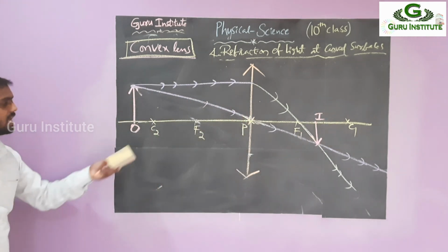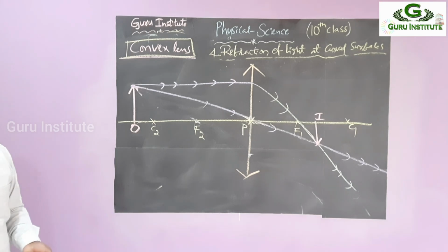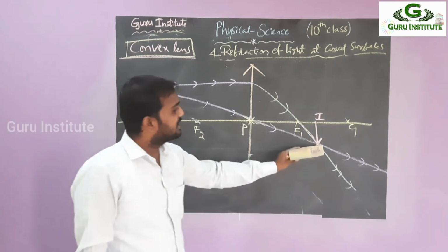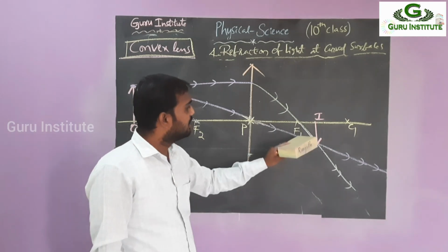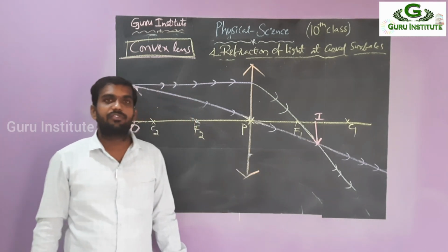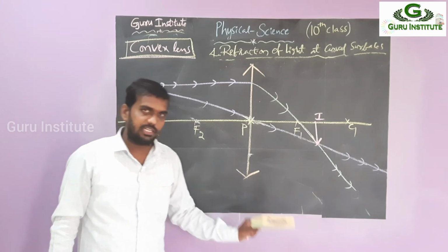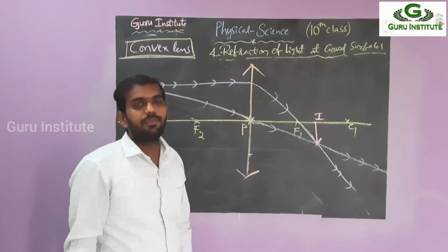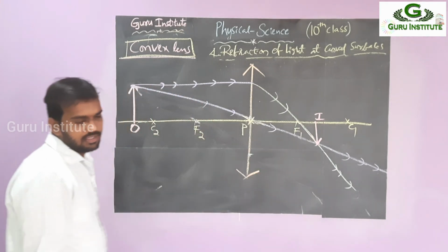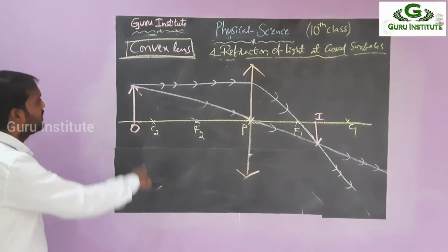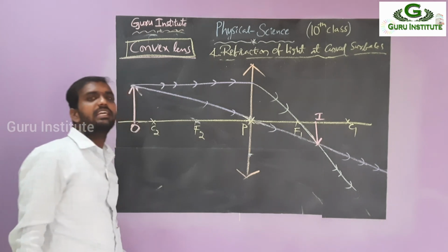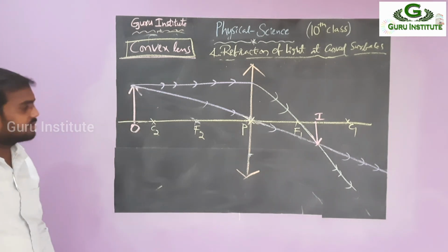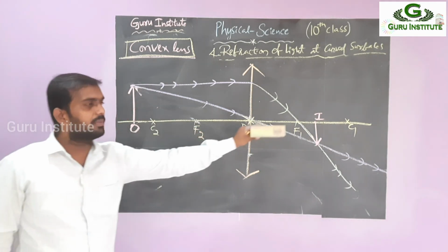This is the first case. Beyond C. What is the nature of the image? It is an inverted one, so real. First point is over. Where it should be formed? Between F and C. Second point is over. And what is the size? Diminished or enlarged? See there, here this much of size is there, here this much of size is there. So the size is decreased. Diminished one. So beyond C, it will form between F and C.